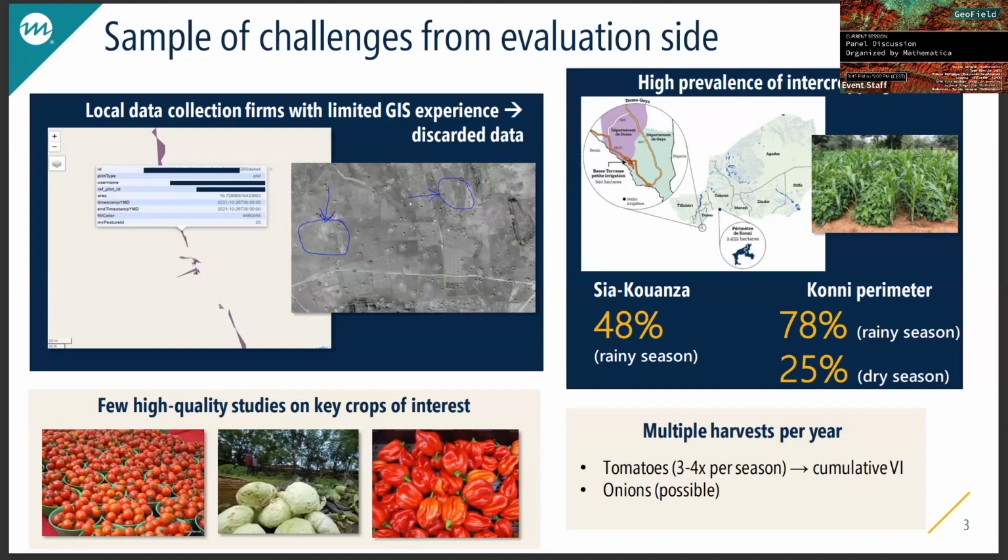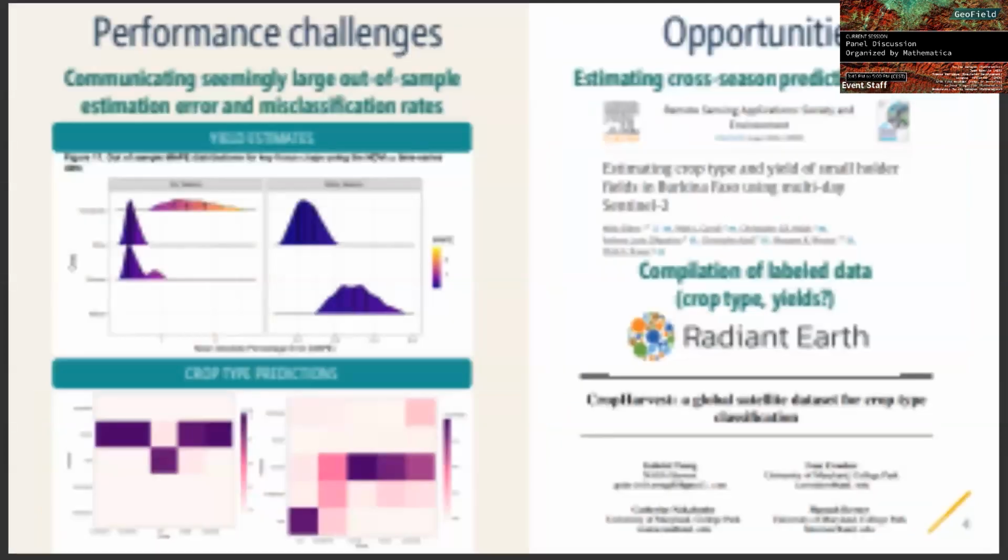On a related note, some of these crops are harvested multiple times per year. So instead of thinking about maximum NDVI within a season, now we're thinking about different processing techniques like cumulative vegetation index. The lift is probably not that large, but it's a change. It's a requirement that's not the case when thinking about estimating maize or wheat, some of the crops for which there is quite a bit of research done and that's available.